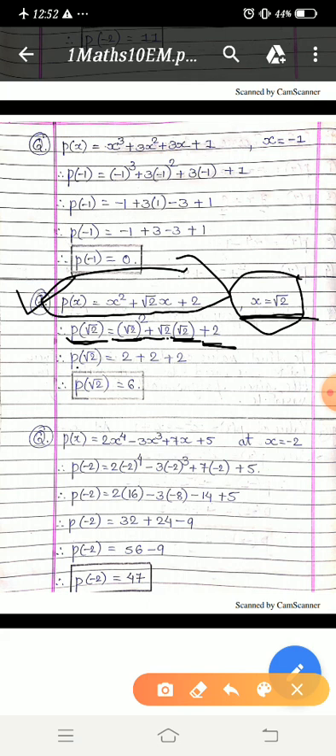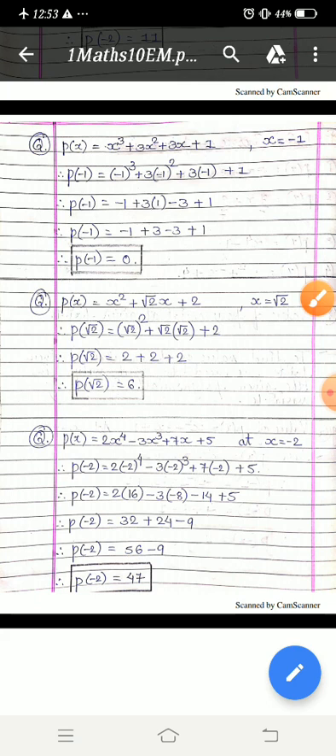Now on the left hand side, p of root 2 will be as it is. Root 2 square will be 2. The second term is root 2 into root 2, that is only 2, and the constant term 2 will be as it is again. So the answer of p of root 2 equals 2 plus 2 plus 2, that is equal to 6. So that is very easy.